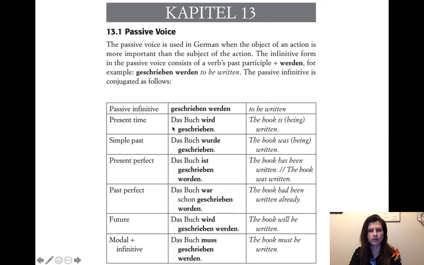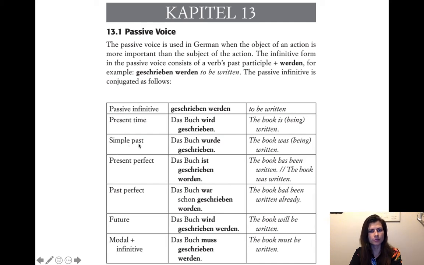So let's consider these sentences. Das Buch wird geschrieben, which means the book is written or the book is being written. So wird geschrieben, it's a form of werden plus a past participle. And so you see the book isn't doing anything, the book is being written. So the book is receiving the action of writing. So the book is not the agent, the book is the recipient of that action. So that's present tense. The book is written right now or is being written right now, present tense.